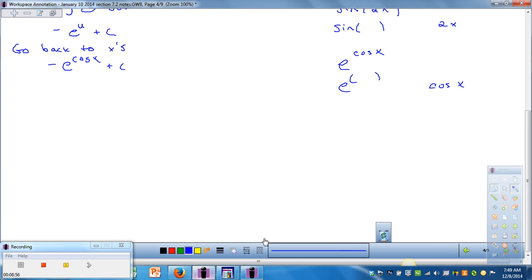How could I check my answer? Take the derivative. So let's do that. Negative e to the cosine x, what's the derivative of that? It is e to the cosine x times negative sine x, times negative sine x. Derivative of a constant is 0. So here we have sine x e to the cosine x, which is exactly what our integral was to begin with. Questions?